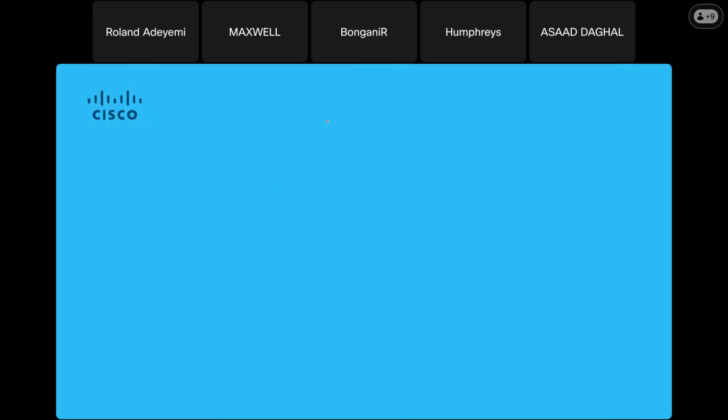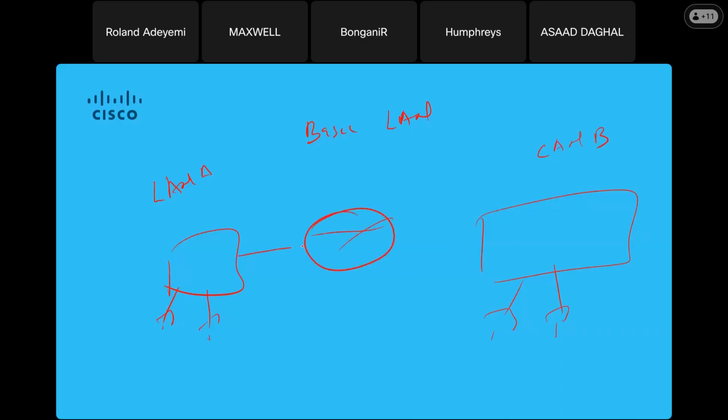One of the labs we did was when we built a basic local area network. If you remember, we had one LAN here, with computers connected. We call this one LAN A. Then we had another LAN, and we call this one LAN B. And then I brought in a router to link LAN A to LAN B.